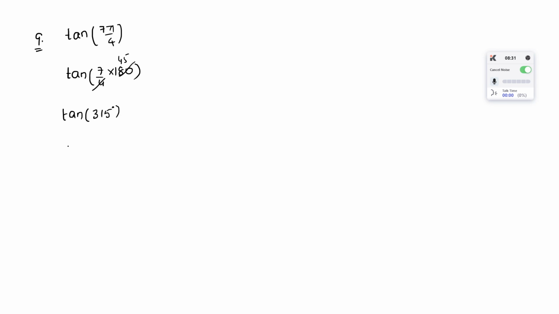And 315 can be written as tan 360 minus 45. And we know that whenever the reference angle is 360 or even multiples of 180, there will be no change in the name of tan. So that will become tan 45. But 360 minus belongs to the fourth quadrant, in which cos is positive and tan is negative. So that will become minus tan 45, and the answer is minus 1.